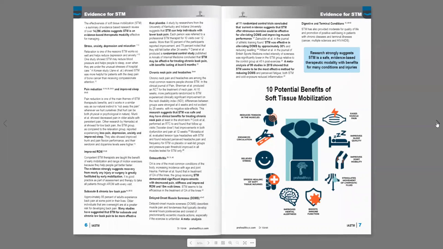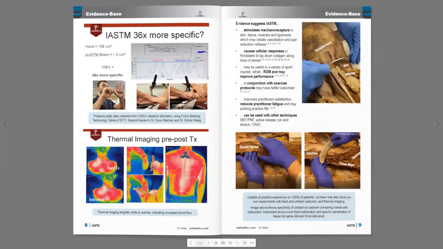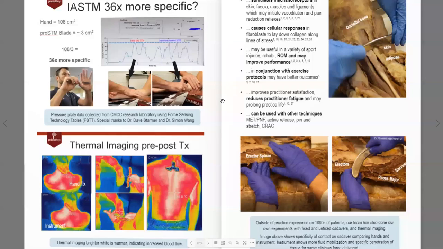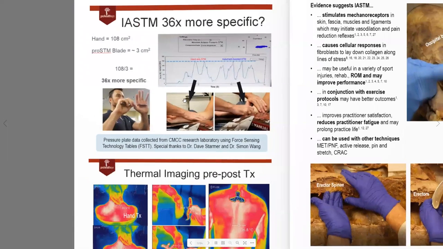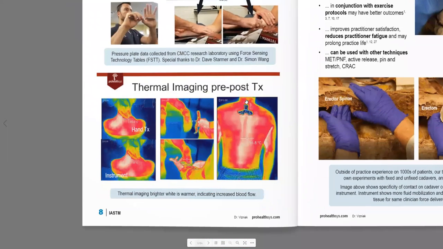And then we talk about the evidence for soft tissue mobilization therapies. We give you examples of how instrument assisted. This was actually me at a college in Toronto, University in Toronto, actually, where we looked at special stress plate tables, and we could see the amount of force that was given using just your hand compared to using instruments. We also did thermal imaging to show pre-treatment and post-treatment.